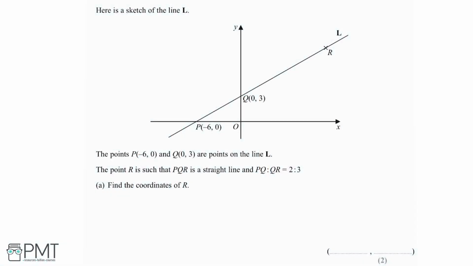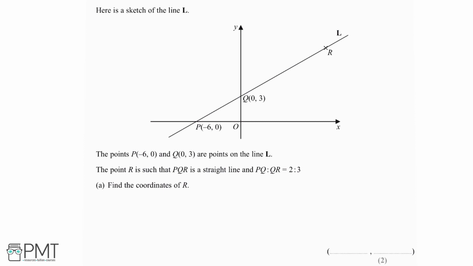Here is a sketch of line L. The point P is at (-6, 0), and the point Q is at (0, 3), and both points lie on the line L. The point R is such that PQR, going from point P up to R, is a straight line, and the distances from P to Q and then from Q to R are in the ratio 2 to 3. Using this information, we want to find the coordinates of R.